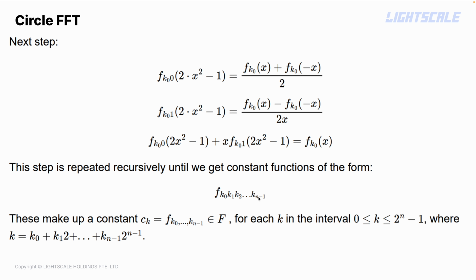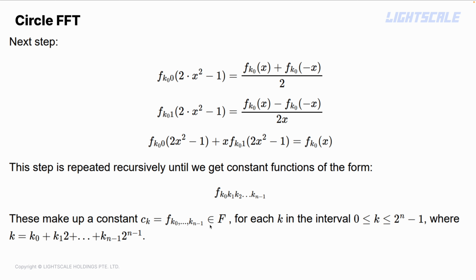So if you keep folding, if you keep repeating, we will have constant functions. I mean, constant evaluations of this form, and then each of them is going to be the coefficients of the FFT basis. I'm not going into the proof.